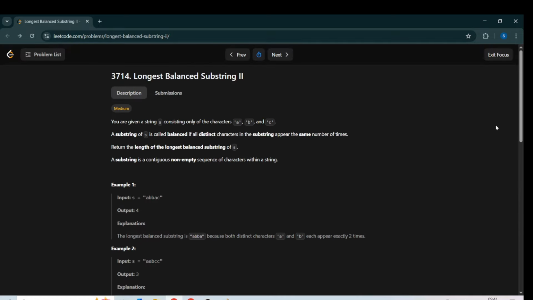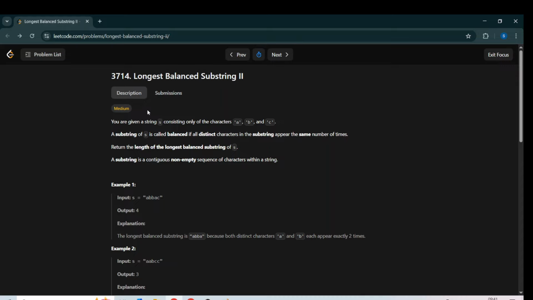Hello everyone. Today I am going to discuss the third problem of LeetCode Weekly Contest 471, which is Longest Balanced Substring 2. The previous problem, the second problem, was also the same, but the number of distinct characters is different there. Okay. So what is the problem?